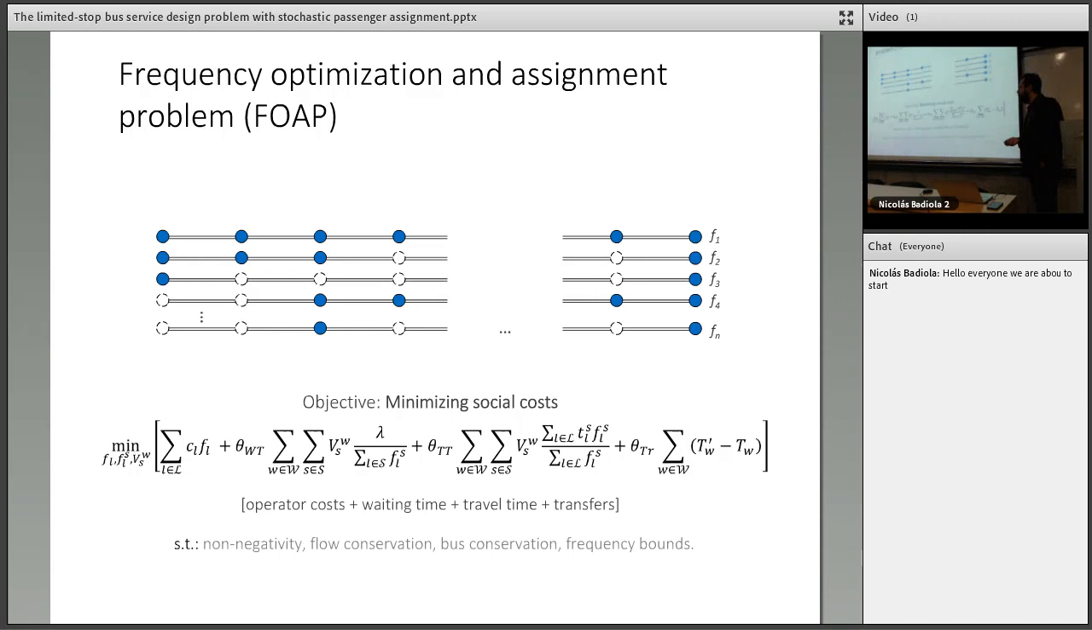And this is subject to, of course, non-negativity of the frequencies, although some of them might take value 0. Some of these services might not be useful for the scenario that we are modeling. We have to model flow conservation because we're dealing with transfers, and bus conservation, of course, because we might work with some services that are short-turning or whatever, so we have to deal with frequencies as well. And also we add some frequency bounds for algorithmic reasons that I'm going to explain later.